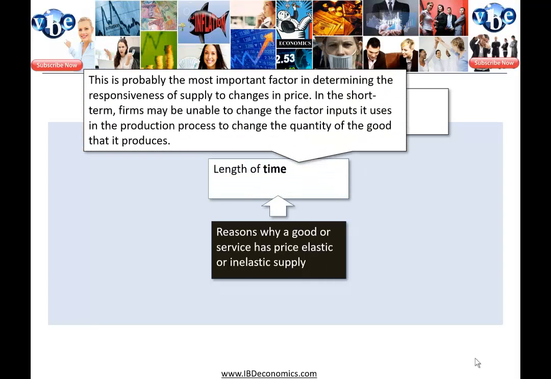Okay, now this is important. What determines whether a good or service is price elastic or price inelastic? We have a few different reasons. Most importantly is the length of time. In the short term, firms may be unable to change the factor inputs they use in the production process to change the quantity of a good that they produce. Over time, they have more time to adjust and hire more labour, build new factories.